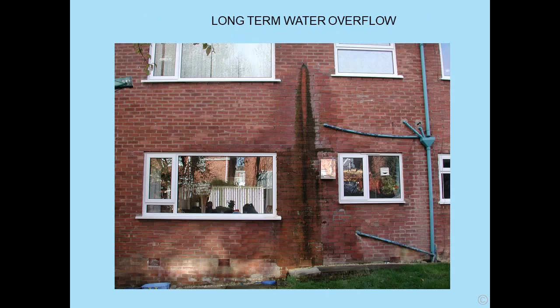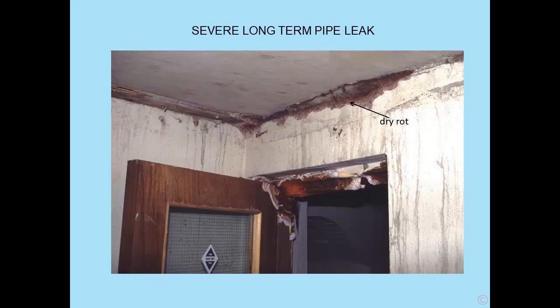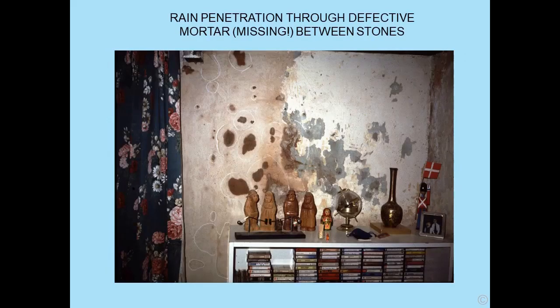Long-term water overflow, a lot of algae around there. It must have been flowing down there for a long period of time. There's also Pisiza fungus on that wall, although you can't see it. Severe long-term pipe leak. Again, see the water runs, and dry rot has developed and the fruiting body over the doorway. Rain penetration through defective mortar.